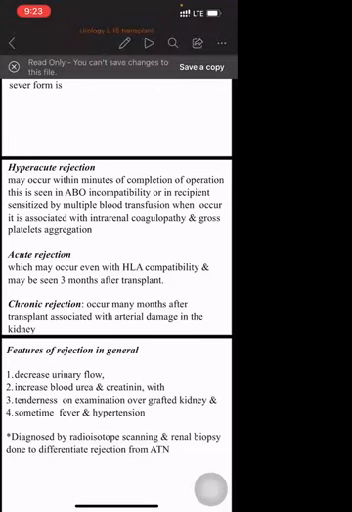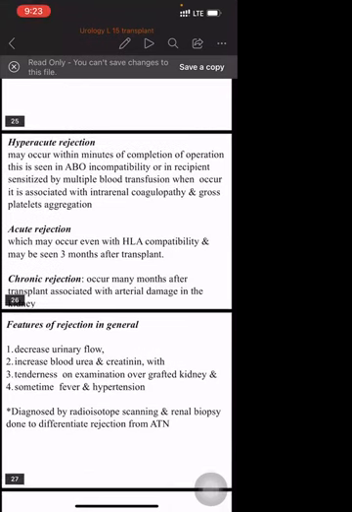When it occurs, it is associated with intrarenal coagulopathy and cross platelet aggregation. So the first one is the hyperacute rejection.